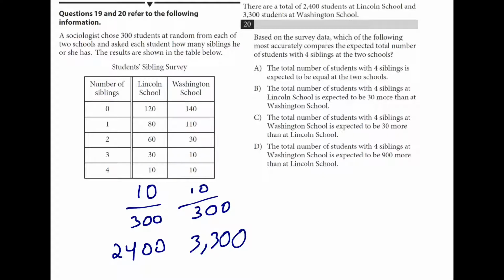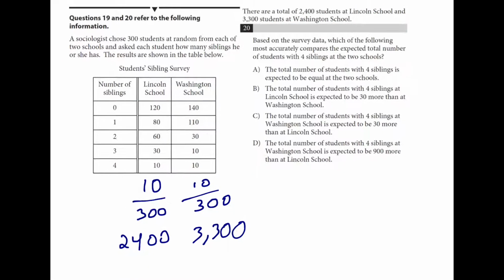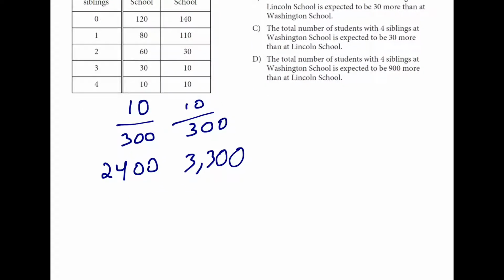While both surveys showed that 10 out of the 300 students surveyed had four siblings, there are different total numbers of students at each school. In fact, Lincoln School had 2,400 and Washington had 3,300. So if I multiply that proportion by the total number of students, I can predict that for the larger populations, there are 80 and 110 students with four siblings, or four or more siblings. So that brings me to C. The total number of students with four siblings at Washington School is expected to be 30 more than at Lincoln School, because the difference between 80 and 110 is 30.